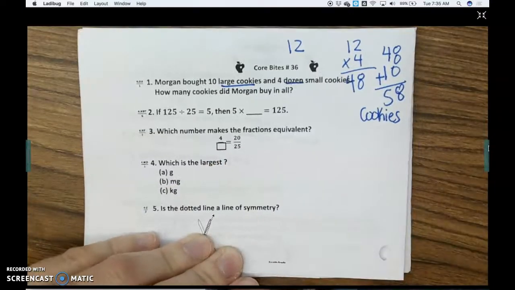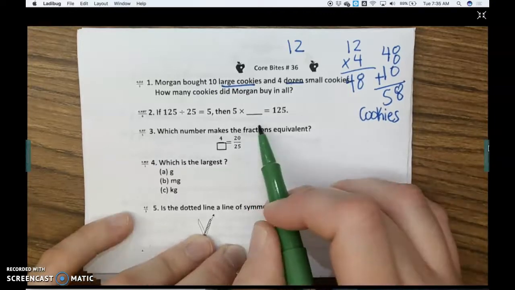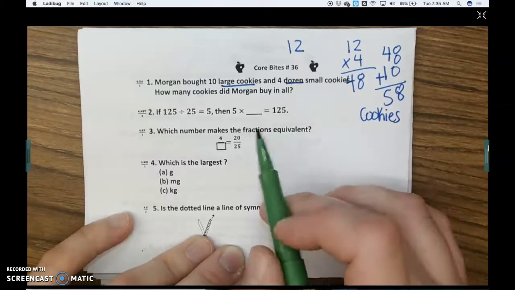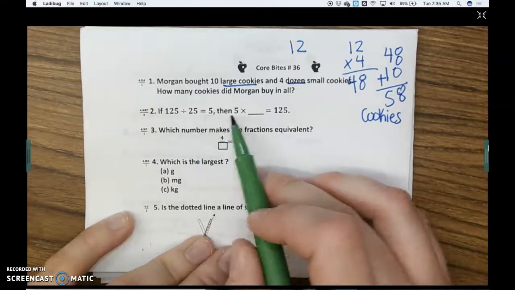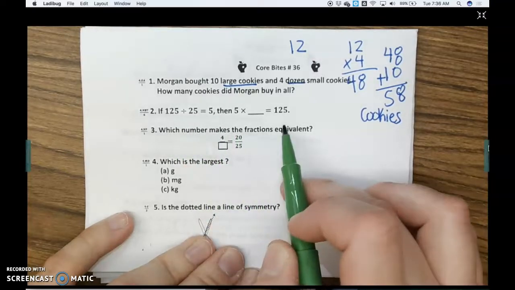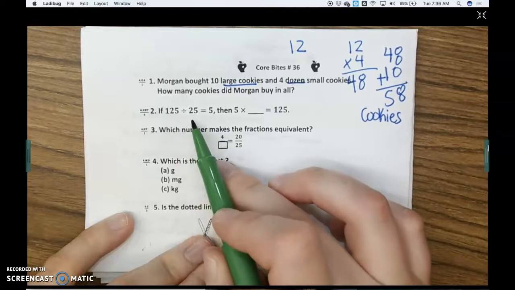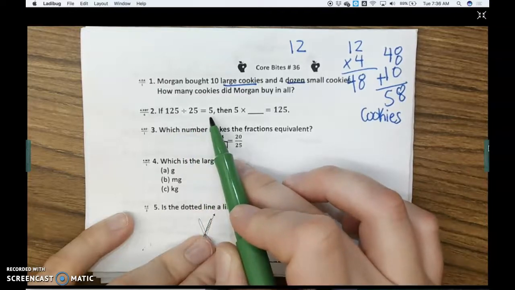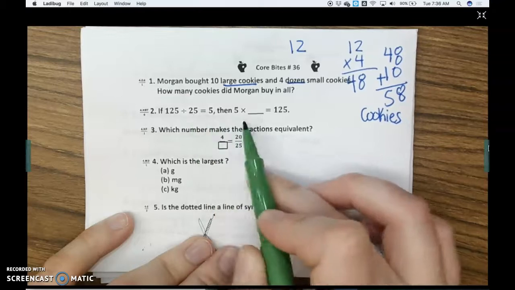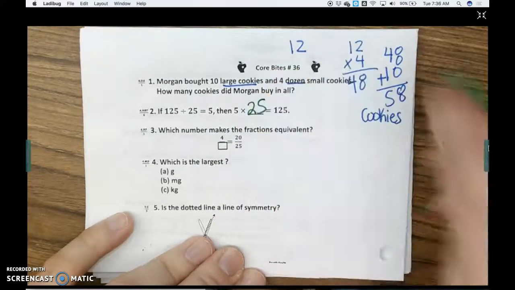For number 2, it's a little bit of a tricky equation. It says if 125 divided by 25 is 5, then 5 times what gives you 125? Well, it's the opposite because the opposite of division is multiplication. The opposite of multiplication is division. So you've got the same numbers, so you're missing the same one here. So 125 divided into 25 groups gives you 5. And we know 5 times 25 would give you back that 125. So the answer is 25.